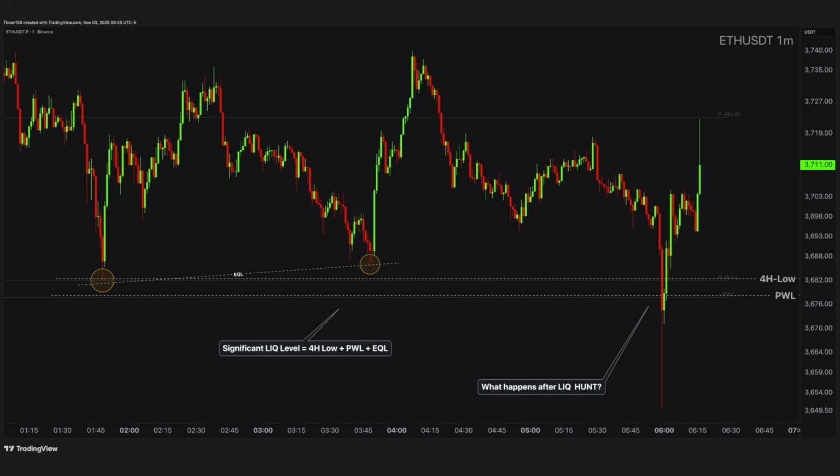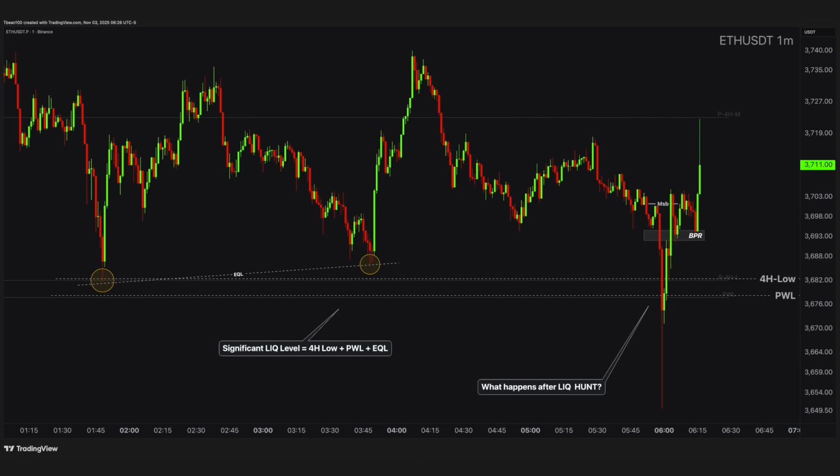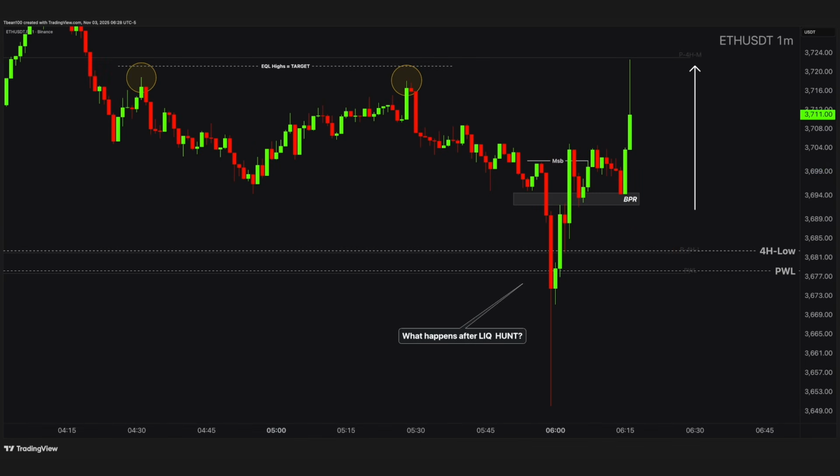Now the question is, what usually happens after a liquidity hunt like this? If you look closely, the market structure breaks on this lower time frame. Then the price makes a little pullback into this inner BPR area. After that, it runs back up toward this inner equal highs level above, which becomes our clear target. If you zoom in on this area, you can see the price action very clearly. It is not complicated at all.